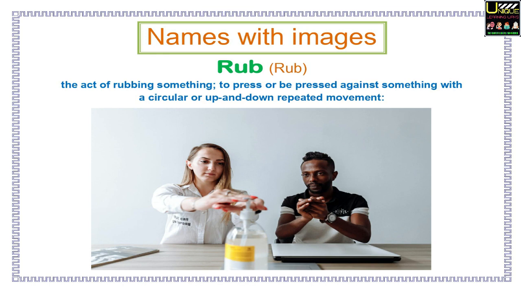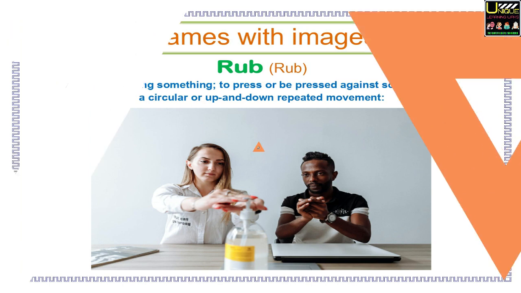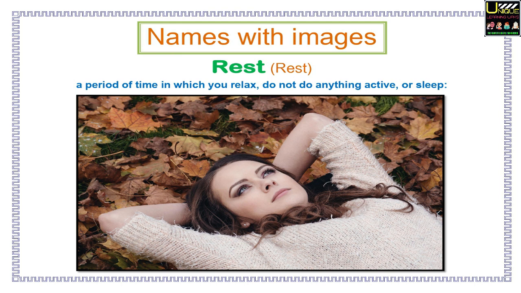Names with images. Here I have a word with its pronunciation, explanation, and an image for you. Rub: the act of rubbing something. To press or be pressed against something with a circular or up and down repeated movement. Rest: a period of time in which you relax, do not do anything active, or sleep.